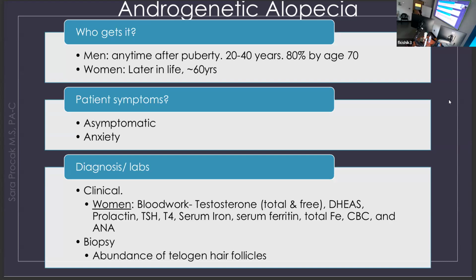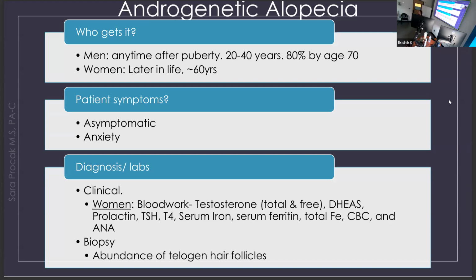So you want to make sure that you spend time with your patients who are experiencing hair loss, whether it's androgenetic alopecia or another type, with counseling. When it comes to diagnosis for men, it's going to be clinical. You're going to ask about a family history. That's going to come back positive. You're going to look at the pattern of hair loss, and then from there, you'll be able to make the clinical diagnosis and get them on treatment.